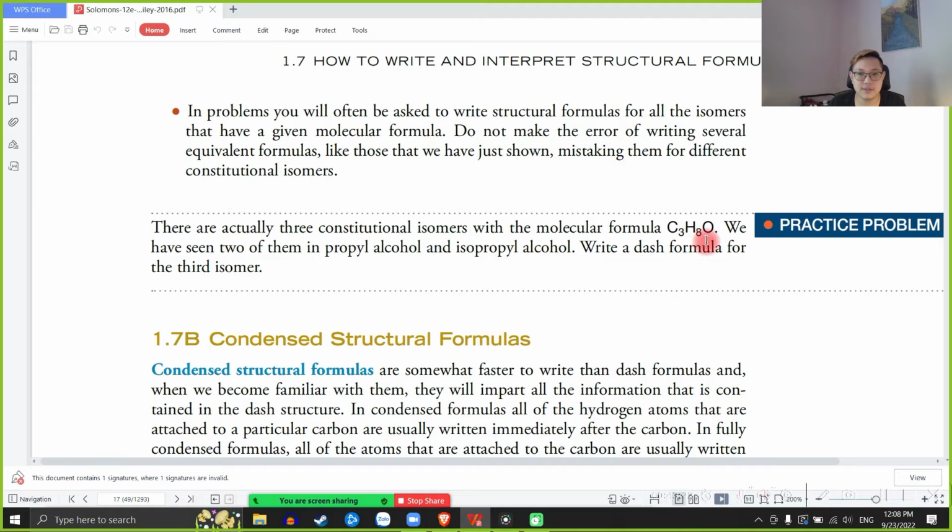Okay, so you are asked to write the constitutional isomers of C3H8O. So you are given 2 already. You have to write a third one. Try to.